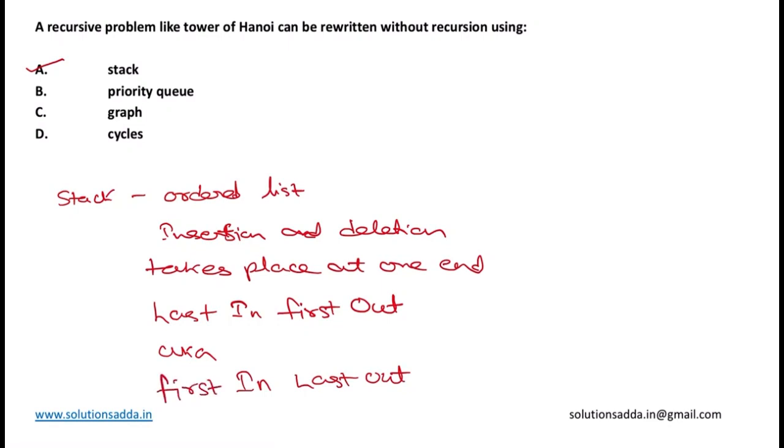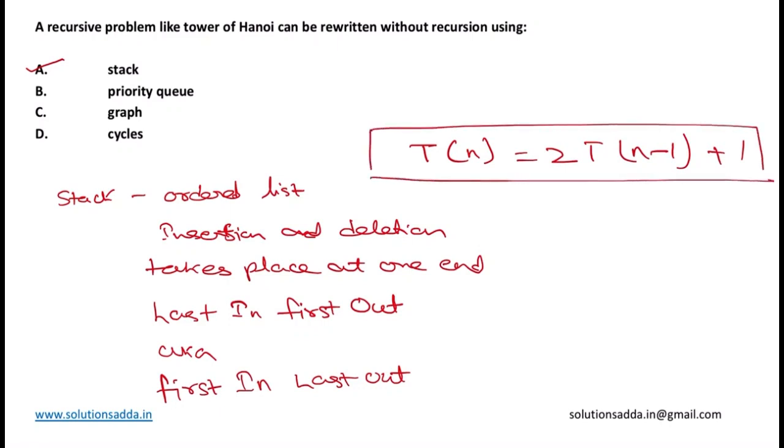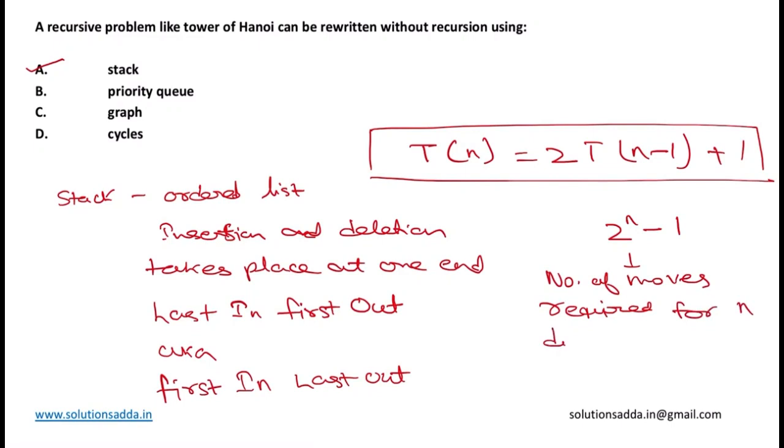So the recurrence relation for Tower of Hanoi is Tn equals 2T(n minus 1) plus 1. This is the recurrence relation for Tower of Hanoi. One additional piece of information: for n disks, if we want to calculate the number of moves, it is given by 2 to the power n minus 1. This is the number of moves required for n disks in Tower of Hanoi.